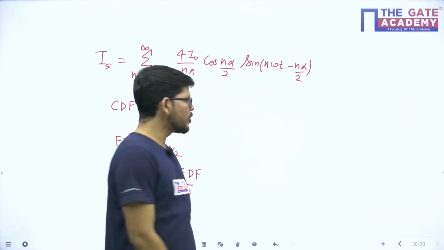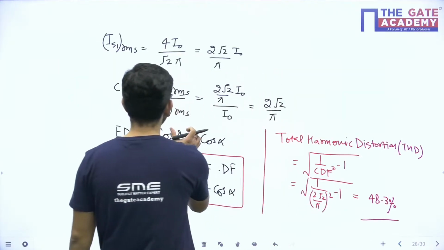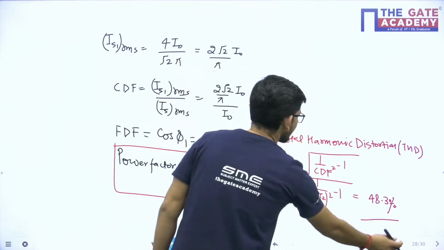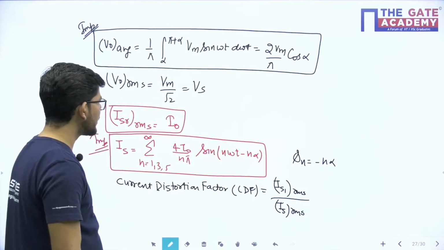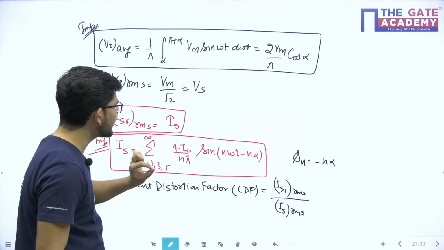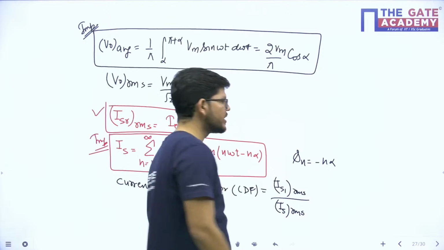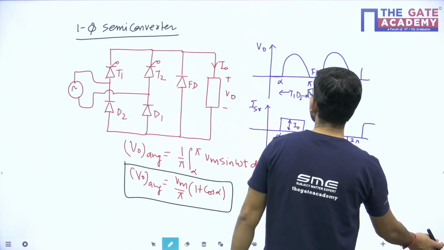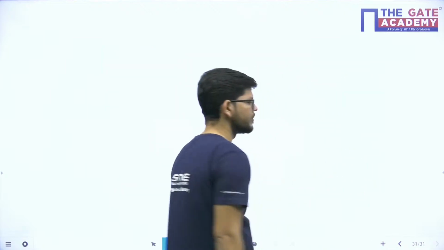So you can see there is quite a similarity in both the cases. Here we have 4 I naught upon n pi sin(n omega t minus n alpha), and you have to add a cos(n alpha by 2) and have n alpha by 2 here to convert this Fourier series into semi converter. So this is quite easy to remember.